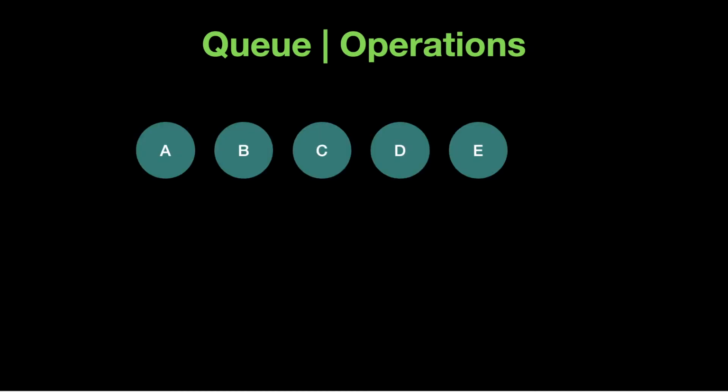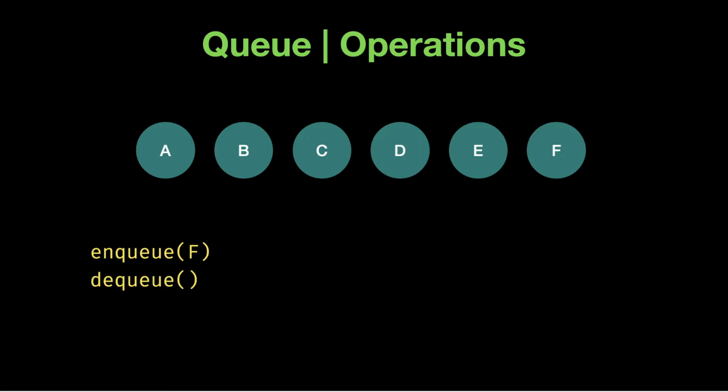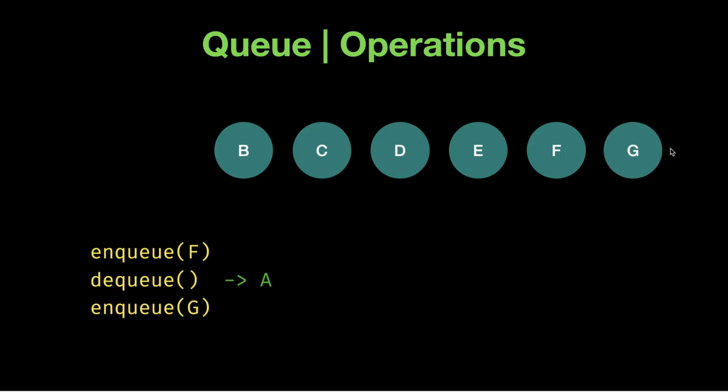So let us see how these operations work. Suppose I want to enqueue F, it will go to the end of the queue. Suppose I want to dequeue, I will dequeue from the beginning, right? So if I enqueue G, then this will go to the end. That means the element that gets inserted first will also be the element that is removed first.